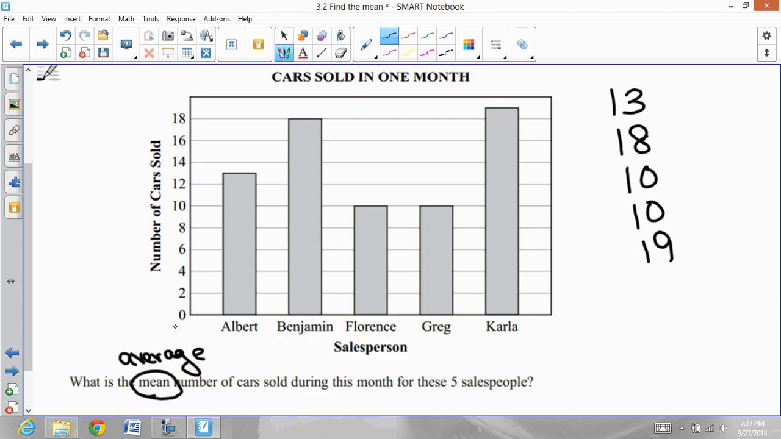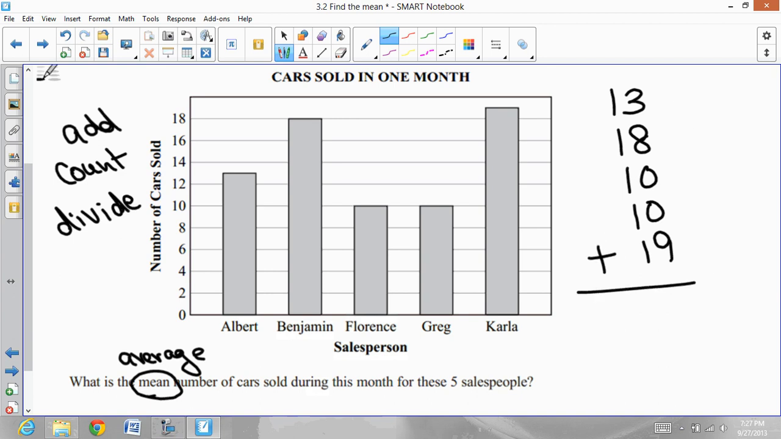The question is asking you what is the average. To find the average, all you need to do is add all the numbers, count how many numbers there are, and divide by the total number of numbers you have. So let's add all the numbers. 9 plus 8 is 17, 18, 19, 20. 2 is a carryover. 2, 3, 4, 5, 6, 7. 70 is the total. So you found the addition part, which is finding the total.